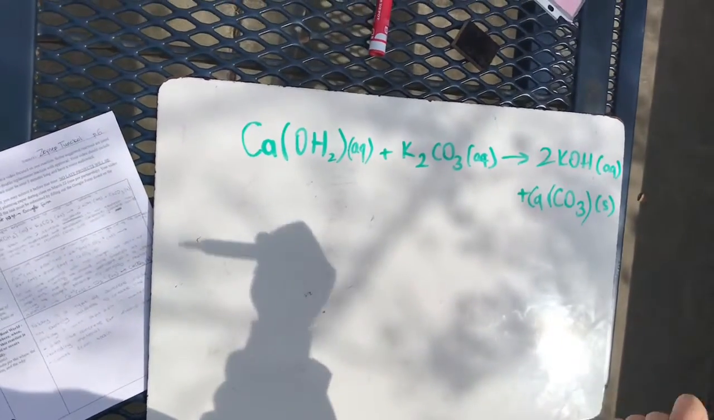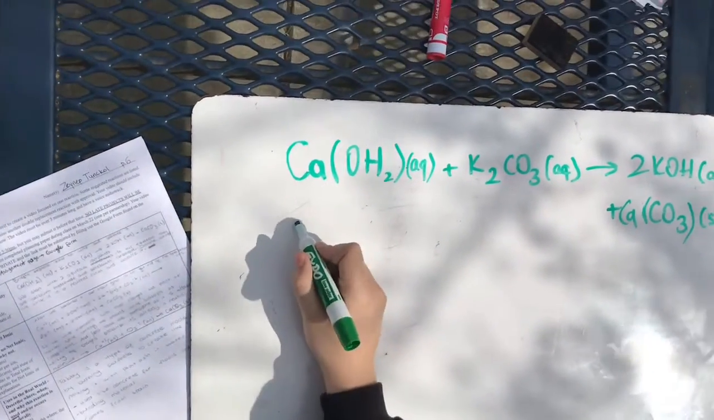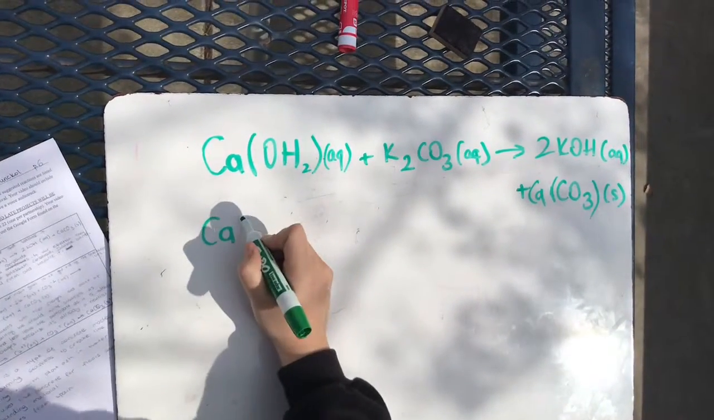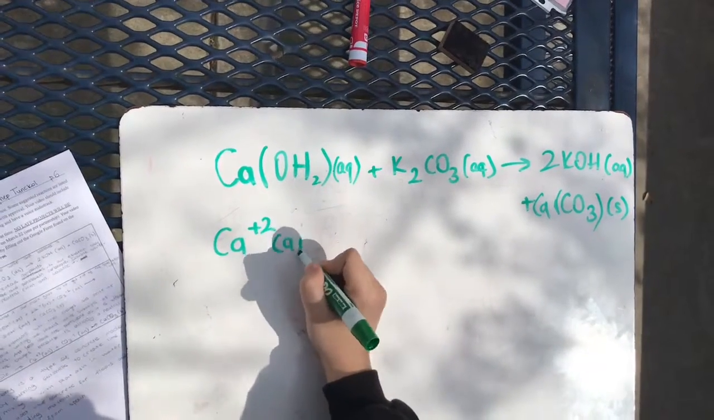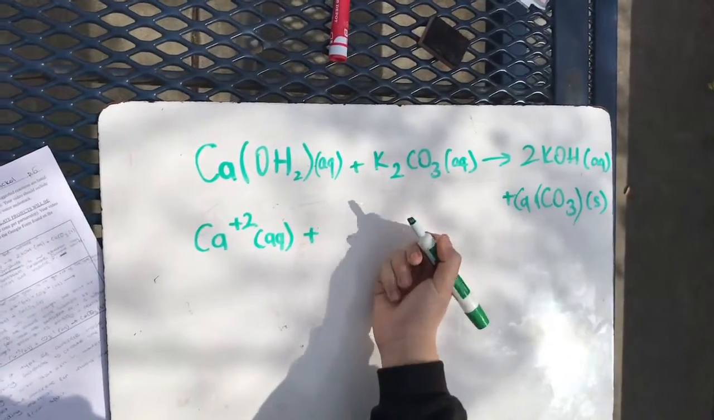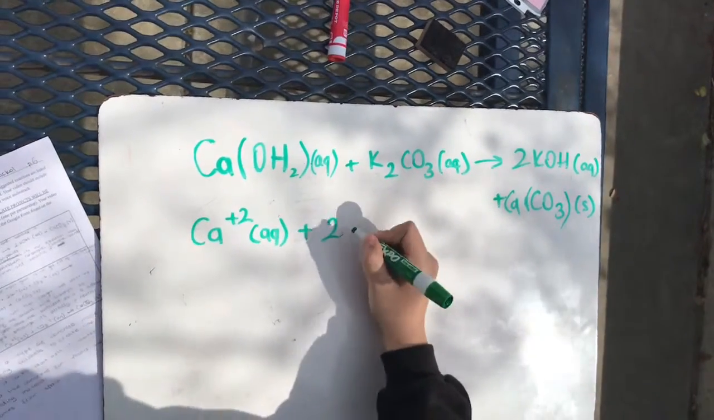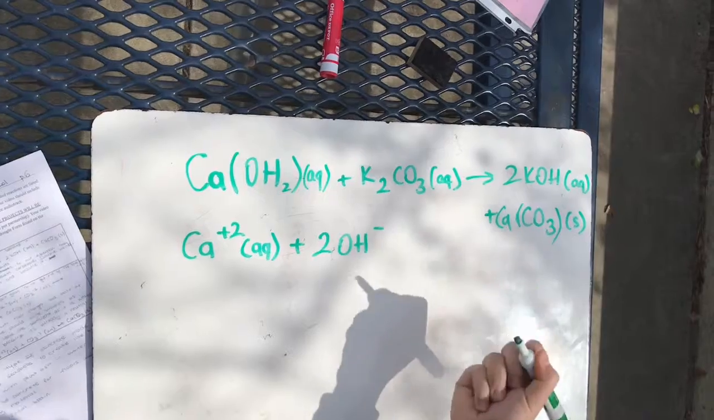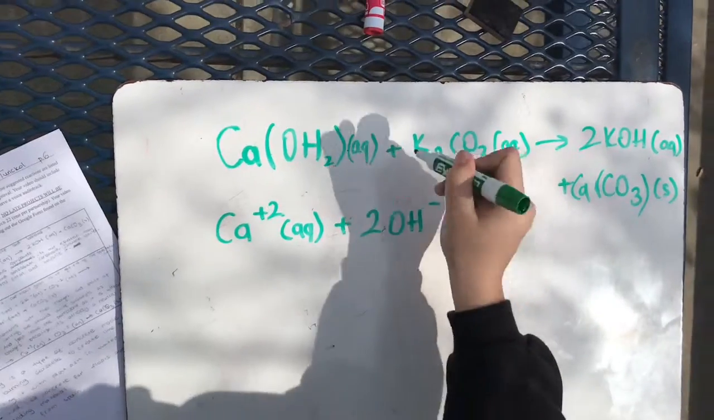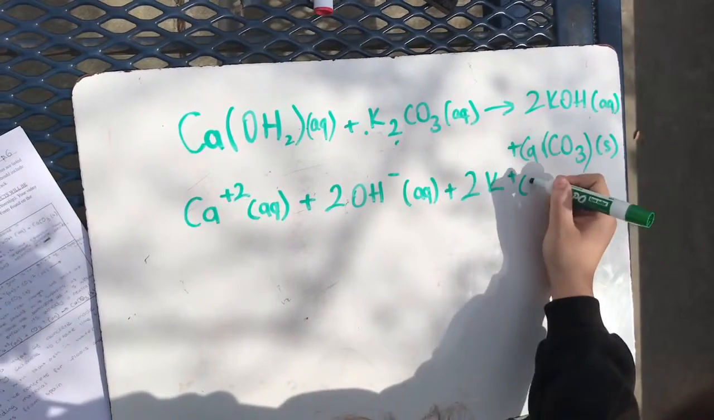Now we have to write the total and net ionic equation. So first we're writing the total equation. We need to write the elements with their charges and state of matter. So calcium has a charge of +2, and it's aqueous, and OH. We have to write the subscripts as coefficients, so it will be 2OH minus, aqueous, and again we're going to write it as coefficients. So 2K plus, aqueous.